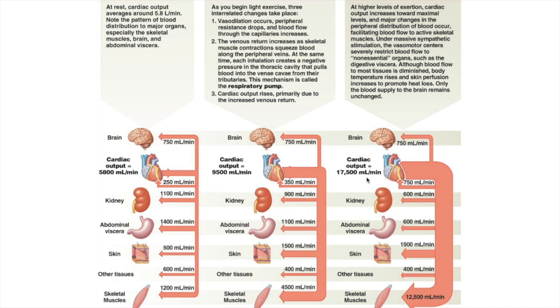Exercise is going to cause an increased blood flow to muscles and skin, and decreased blood flow to digestive and other organs. You can see the blood flow to the skin really increases a lot. Blood flow to the stomach goes down, to kidneys goes down, and the blood flow to the skin goes up as well. That's to help cool us off. Only the blood flow to the brain remains constant no matter what you're doing.